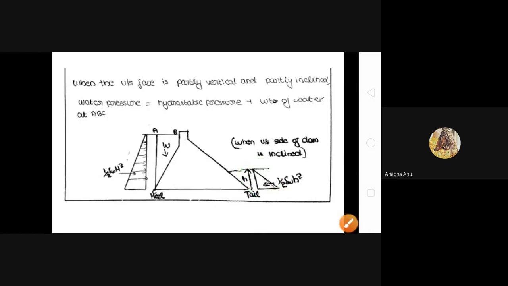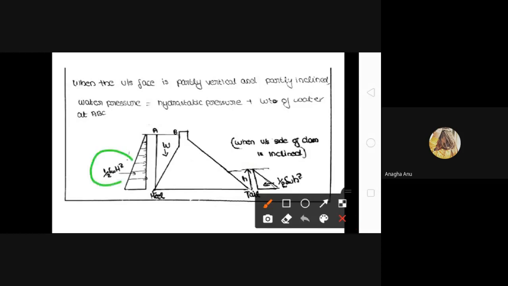ഓക്കെ, so in such cases the total water force acting on the dam will be equal to half into gamma W into H square plus weight of the section of ABC plus half into gamma W into small h square. Here, the small h is the height of the water at the downstream side. Okay, small h is the height of the water at downstream side.